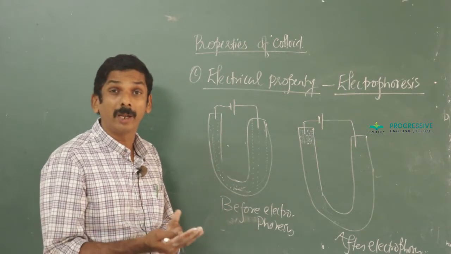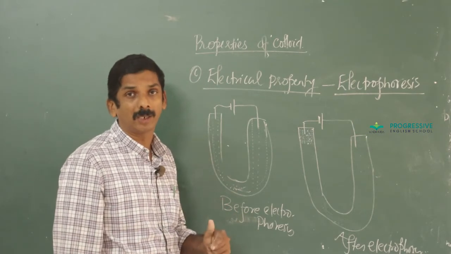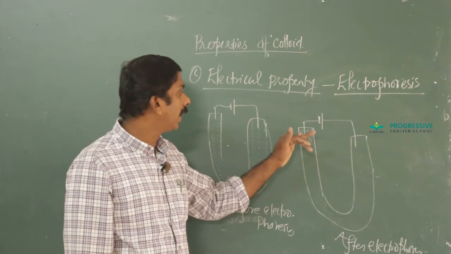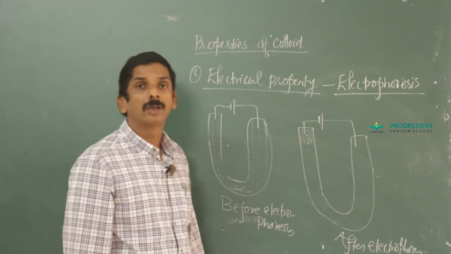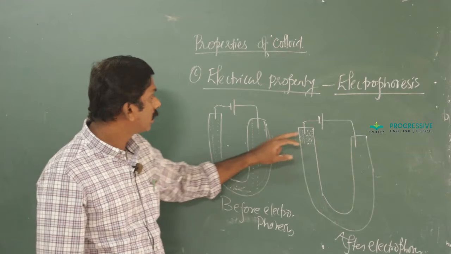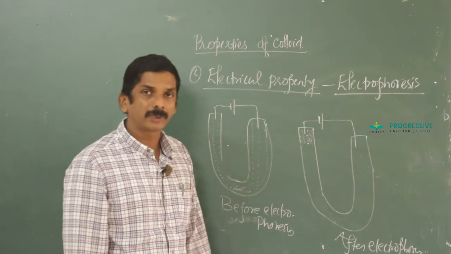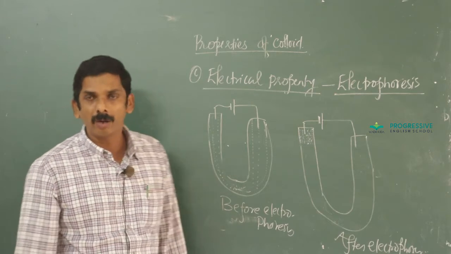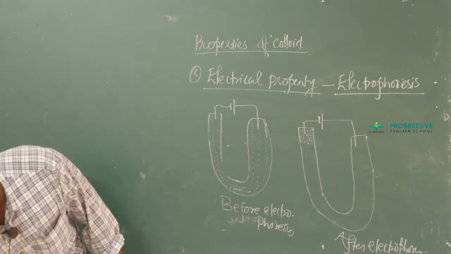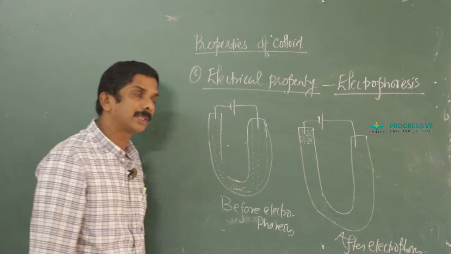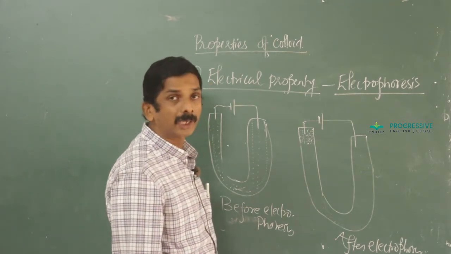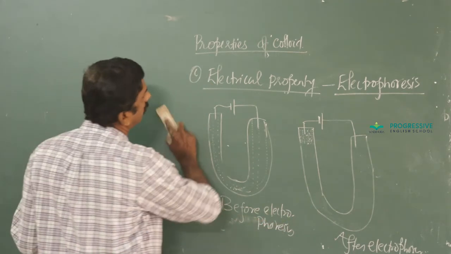Colloidal particles migrate towards electrodes of opposite charge. That migration is called electrophoresis. Typically, here it is called cataphoresis. Clear? Generally the migration is called electrophoresis, and depending upon the electrode, that electrophoresis is modified as anaphoresis or cataphoresis.